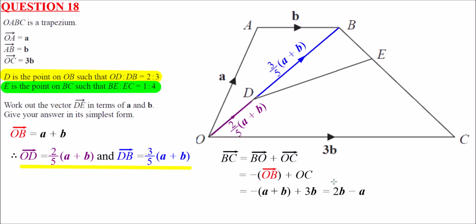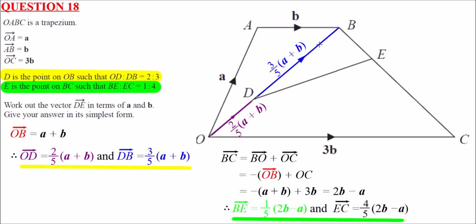So putting this into vector format, we can say that from B to E is 1/5 of BC, which we found here, and E to C is the other 4/5. So just like we did for OD and DB, we can add in these distances on our diagram as well.